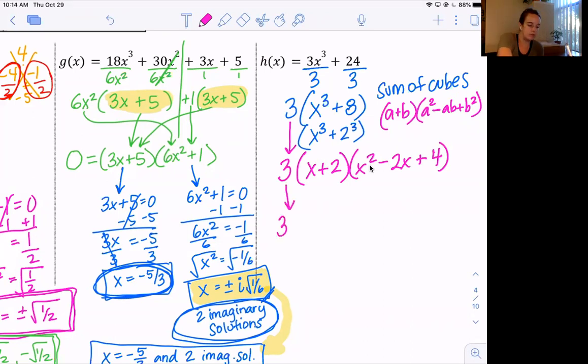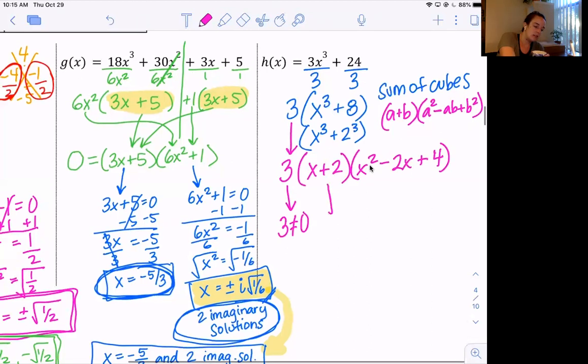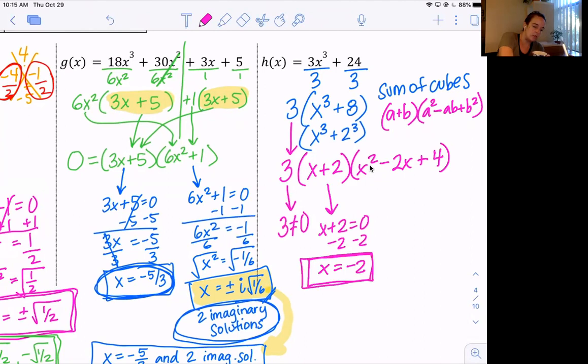So I have 3 equals 0. That's not true, so that's not going to work out. Anytime you just have a number chilling by itself, we don't actually have to solve that one because it's not going to be equal to 0. But x plus 2 could be equal to 0, right? So minus 2, x equals -2. That is one of my solutions.